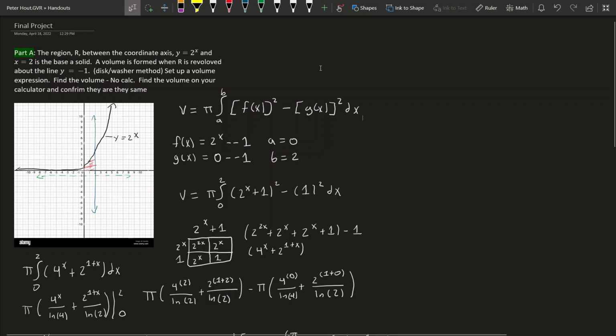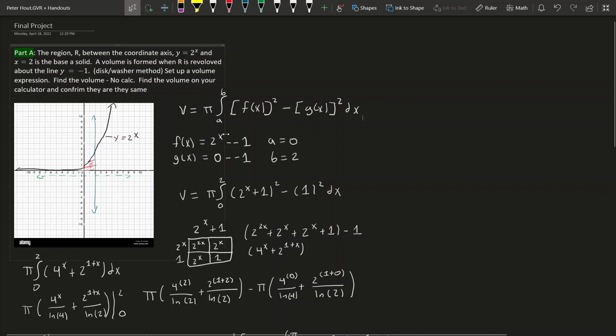So the way that I started first is the stock equation for a washer. And the reason why I believe it's a washer is because when I draw it on the graph, there is empty space between the actual area of the integral and the area that needs to be revolved. Because of that, it needs to be a washer. The formula for the washer is V equals pi times the integral from a to b of f of x squared minus g of x squared dx.